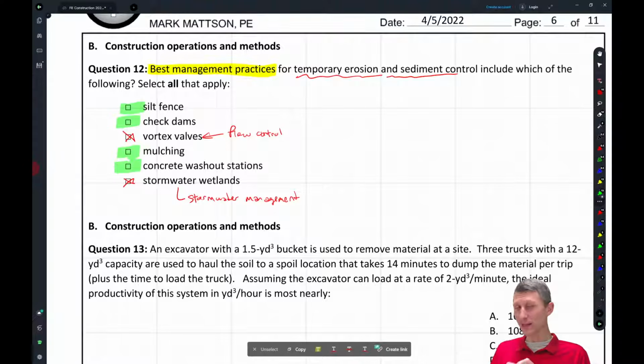But again, the stormwater wetland is a stormwater management practice. They're super good for the environment, super good for habitat and that sort of thing, but they're not so much used as a best management practice. They're a stormwater management practice. All right, so hopefully that makes some sense. Hopefully you agree. If not, you just disagree with me. It's more fun to argue.